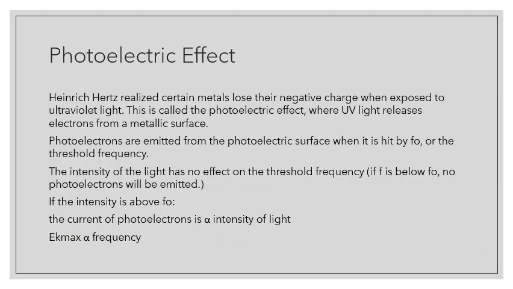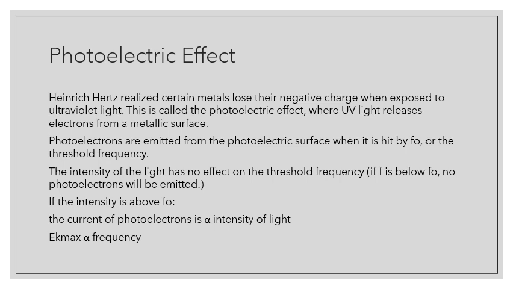Now we're on to the photoelectric effect. Heinrich Hertz realized that certain metals lose their negative charge when exposed to ultraviolet light. This is called the photoelectric effect, where UV light releases electrons from a metallic surface. Photoelectrons are emitted from the photoelectric surface when they're hit by f0, the threshold frequency. The threshold frequency is a certain frequency that is needed to release electrons from the surface of a metal. The threshold frequency varies depending on the metal.